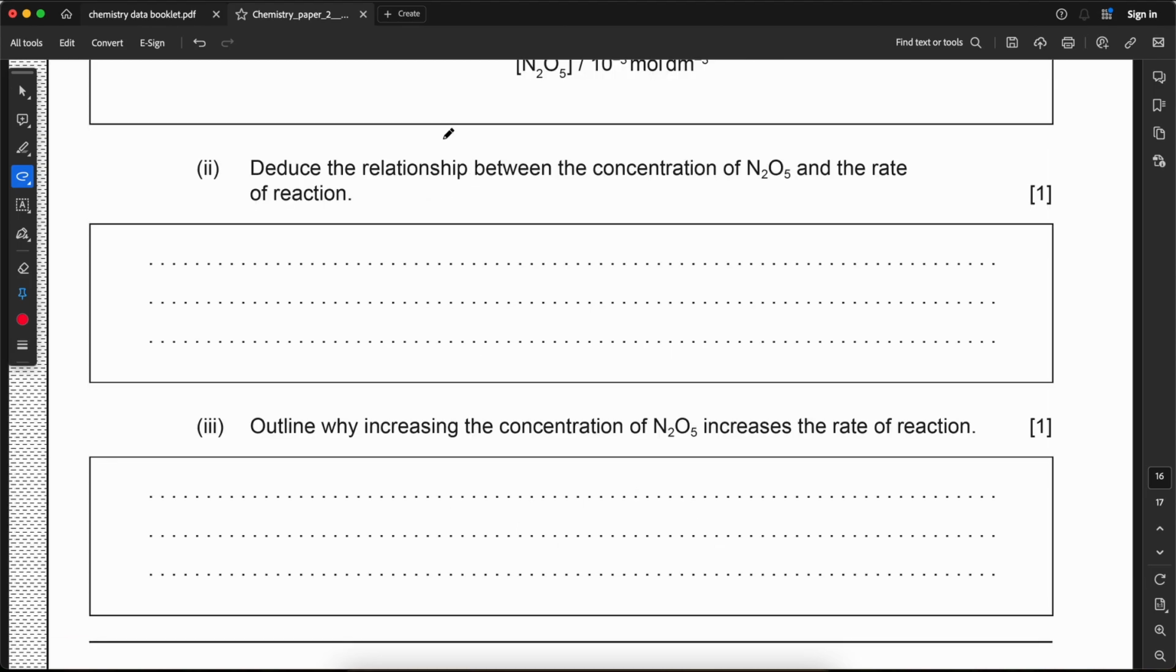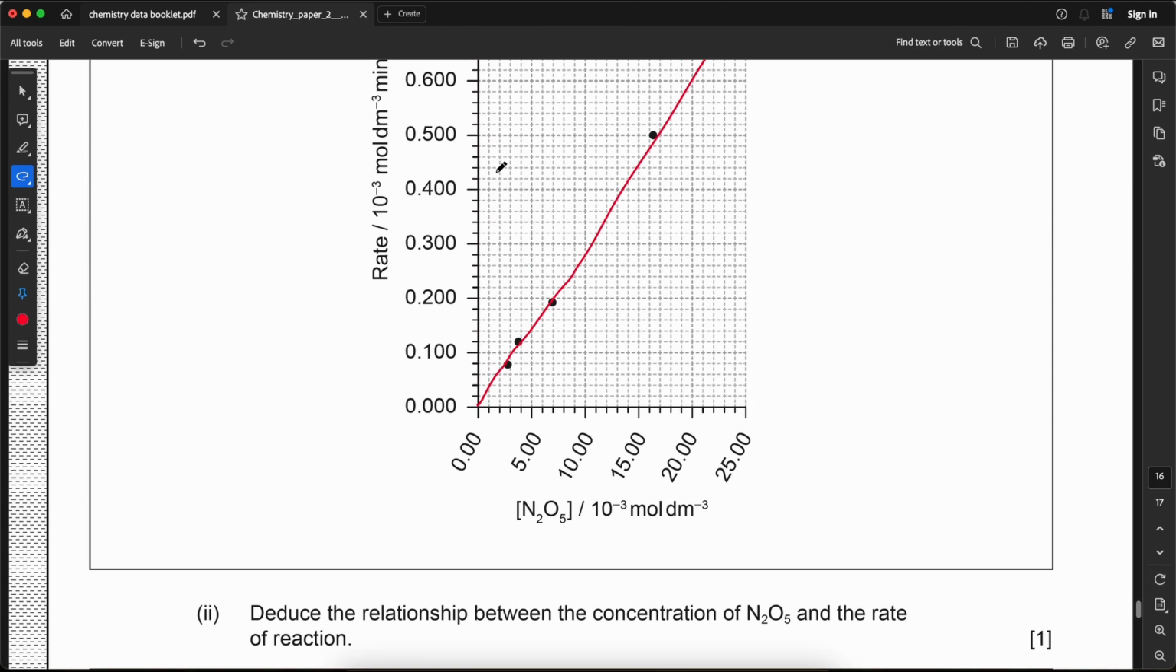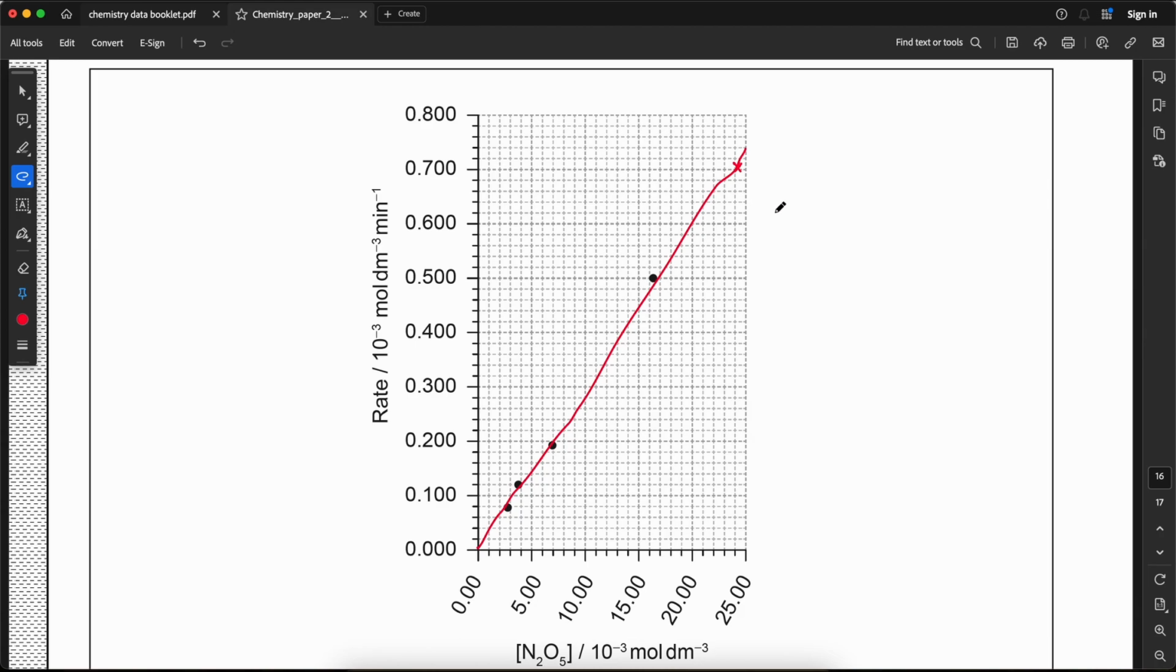Deduce the relationship between the concentration of N2O5 and the rate of reaction. As you can see here, these are the first order graph. First order, when you double the concentration, the rate of reaction will double. Zero order, double the concentration, no change in rate of reaction. I mean, the number will be the same. But for second order of reaction, when you double the concentration, the rate will quadruple.